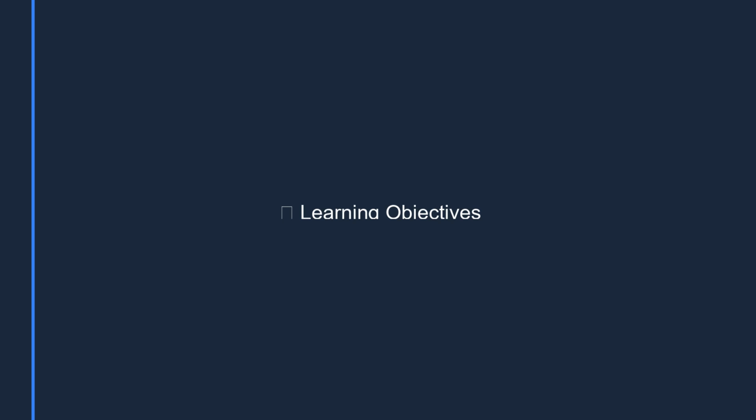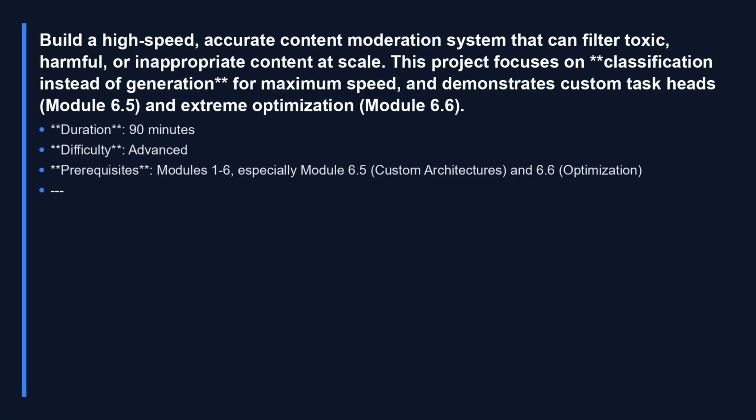Learning objectives. In this lesson, you'll build a high-speed, accurate content moderation system capable of filtering toxic, harmful, and inappropriate content at real production scale. The core architectural decision here is classification instead of generation, and that single choice unlocks a 10 to 100 times speed advantage over generative approaches.